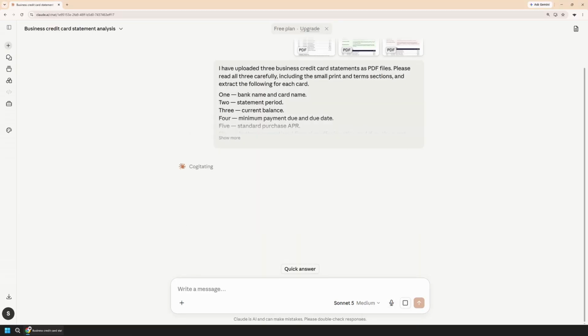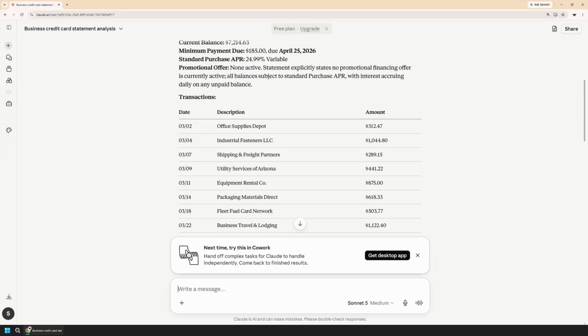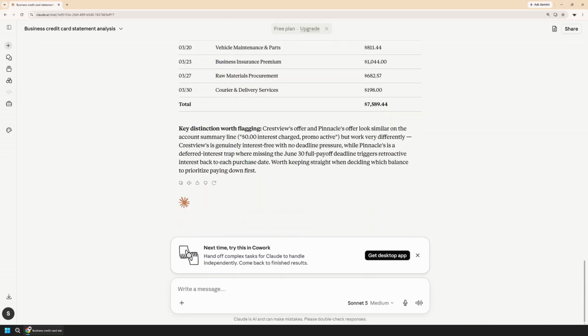Send it. We're saving you from watching the model work through 3 PDFs of small print. Trust us. You're welcome. We'll pick it up when the results are in.